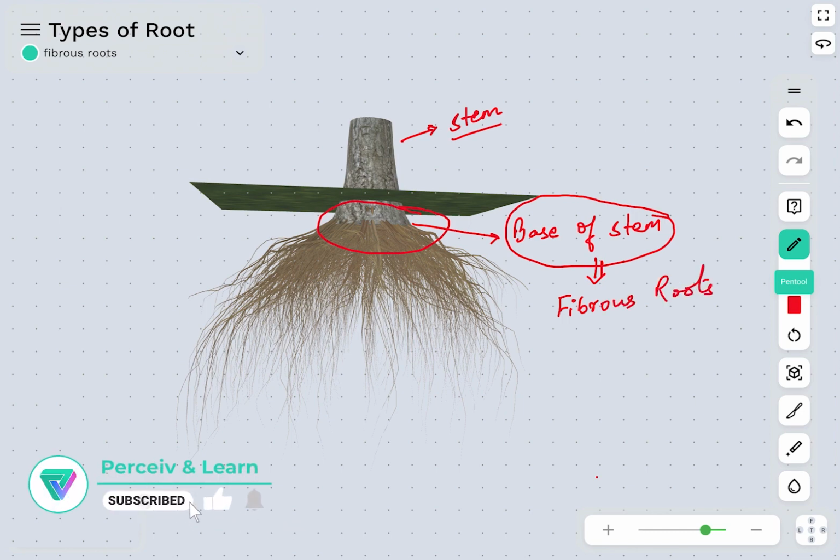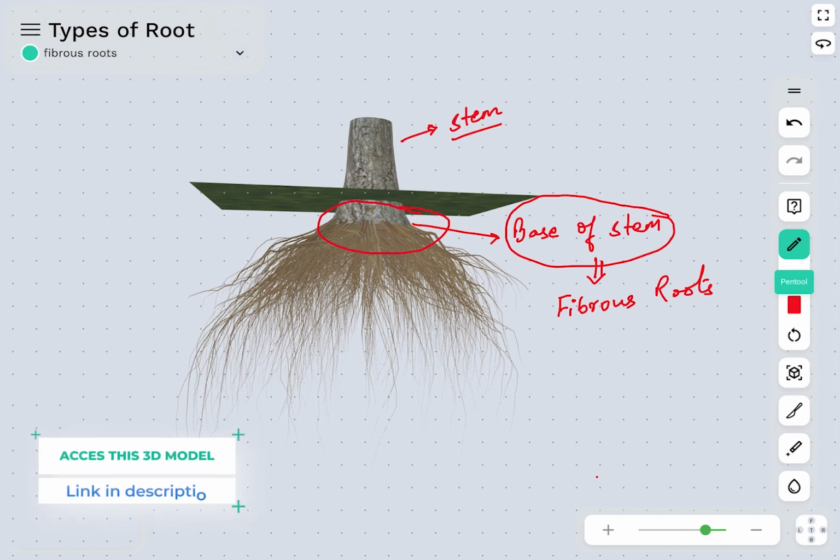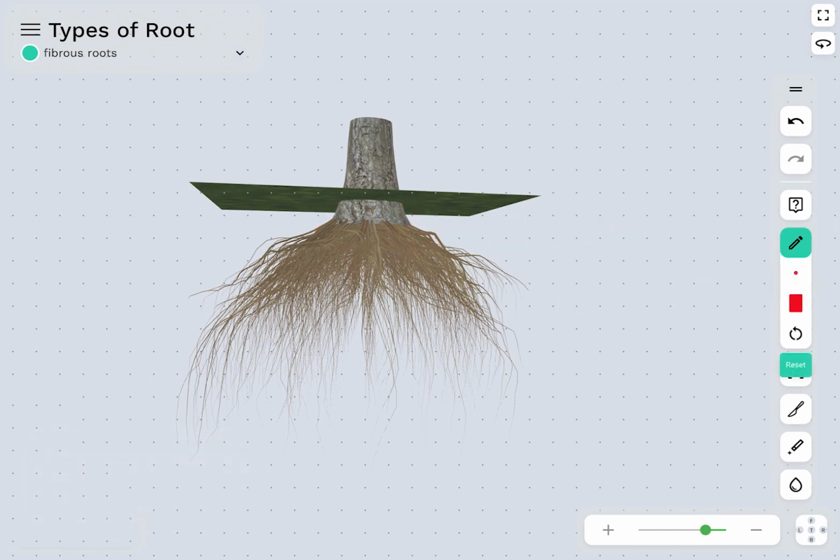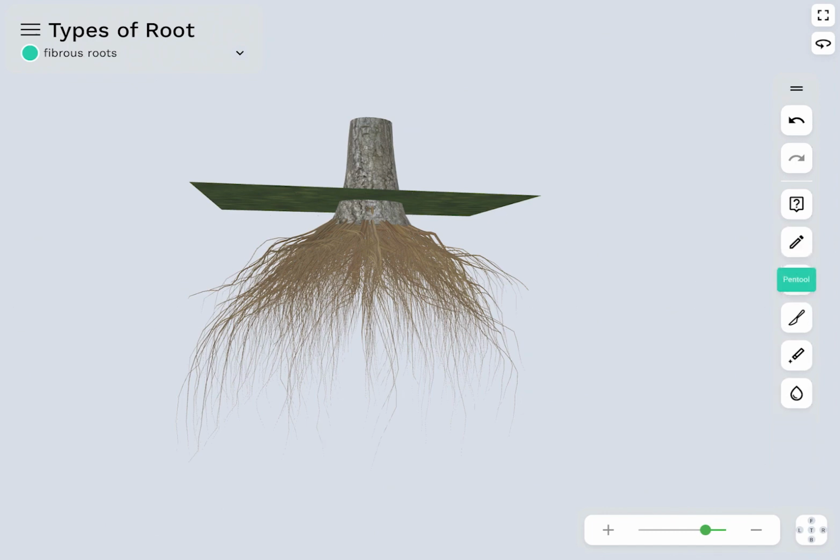And unlike taproots, these roots are not differentiated into primary, secondary or tertiary roots. In the case of the taproot, the origination was the radicle, while in the case of the fibrous root system, the origination of the root is from the base of the stem. So let's write down the definition first and some important points about fibrous root systems, and then we will deal with the modification part.